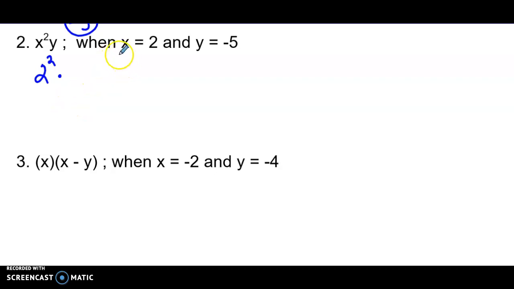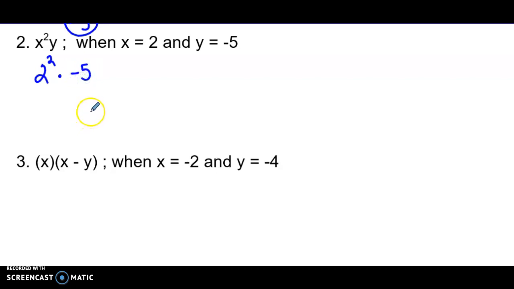Why not use x? Because x is a variable. It's a very common variable that we use in algebra. So that's why we no longer want to use the x for multiplication. So we have 2 squared times y. But instead of y, I'm going to write negative 5.